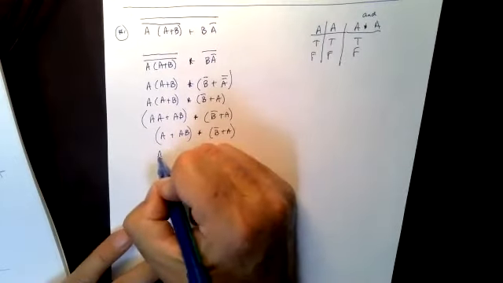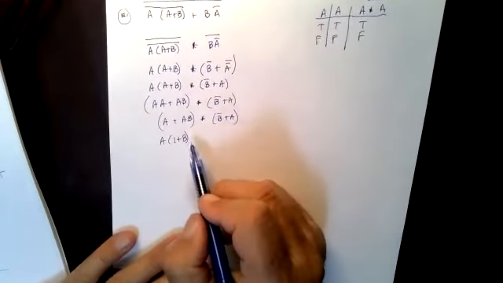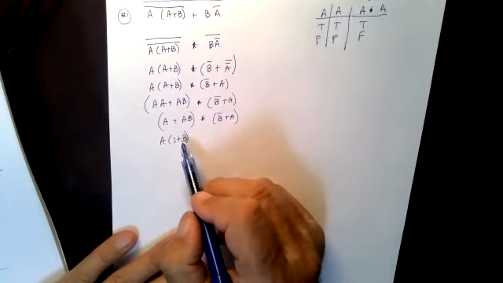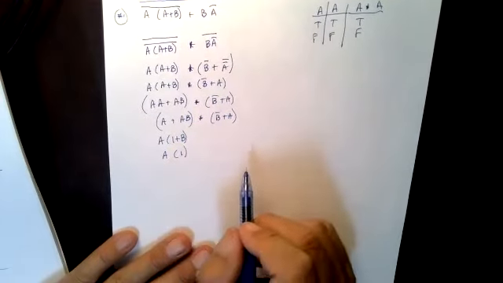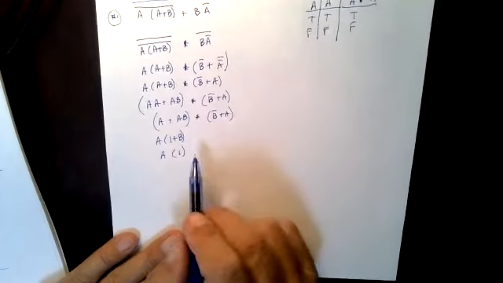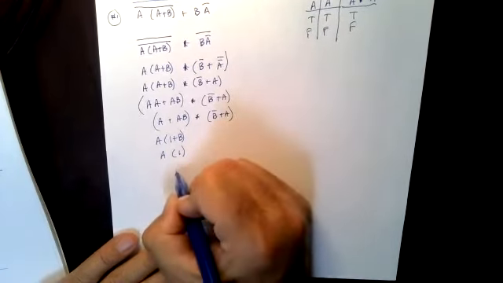I can pull the A out. I'm left with 1 plus B. Anything ORed with true is 1. It's always going to be true. And anything ANDed here is going to be itself.